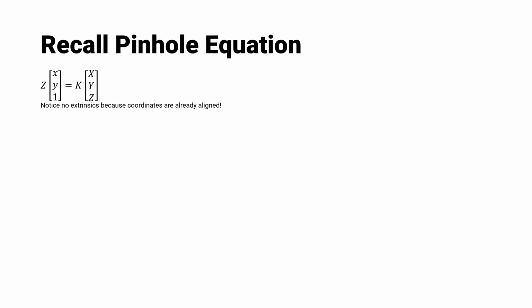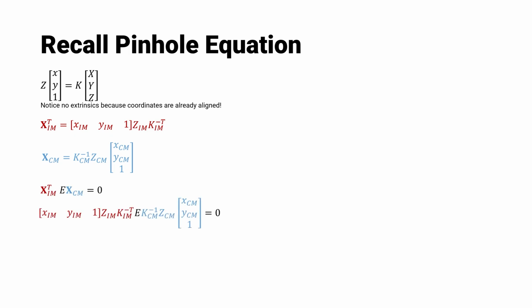Okay, let's write it out for both Iron Man and Captain Marvel. And this is what it looks like. And this is fairly simple. We are going to feed this into the essential matrix equation. And we know that the capital X from both Iron Man and Captain Marvel are given by the pinhole projection equation in the red and blue equations on the top. And we are going to feed this into this equation.